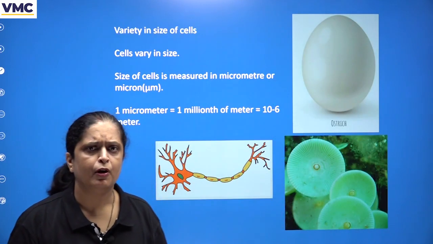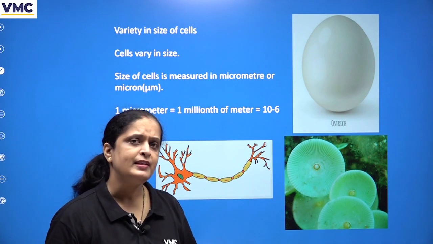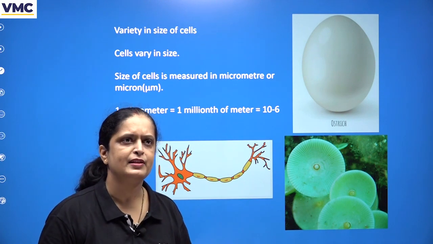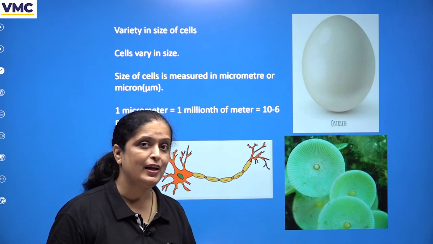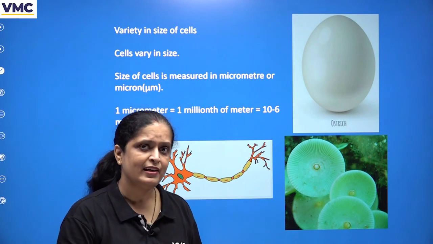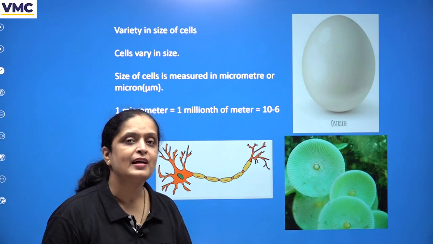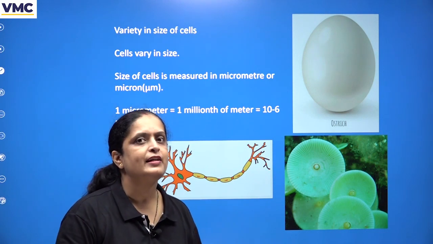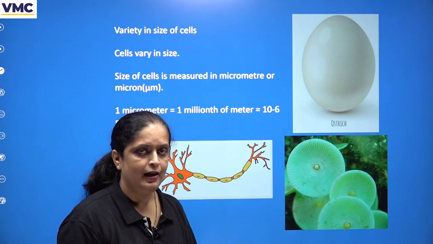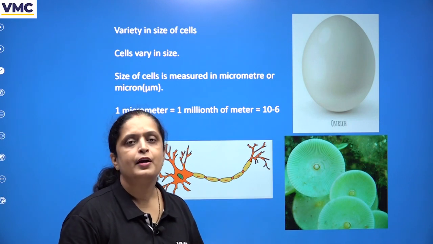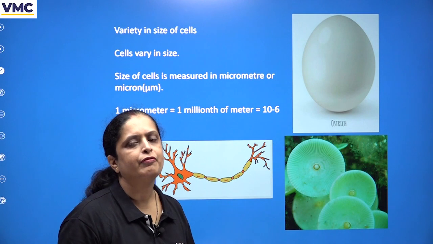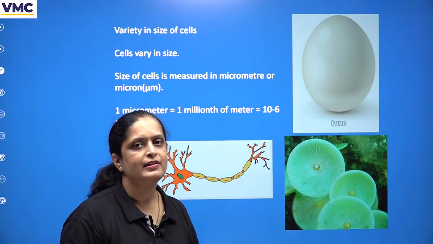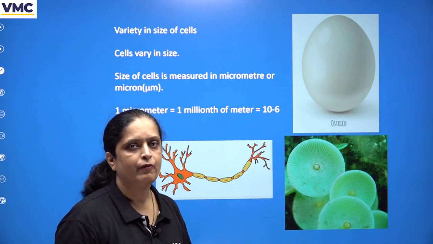Does the shape of a cell depend on the size of the organism? Maybe an elephant has many cells, but does it have bigger cells than a rat? No. Actually, the size of the animal does not define the size or shape of the cell. The size and shape of the cell depends on the function of the cell. The function that the cell performs defines the size and shape of the cell.